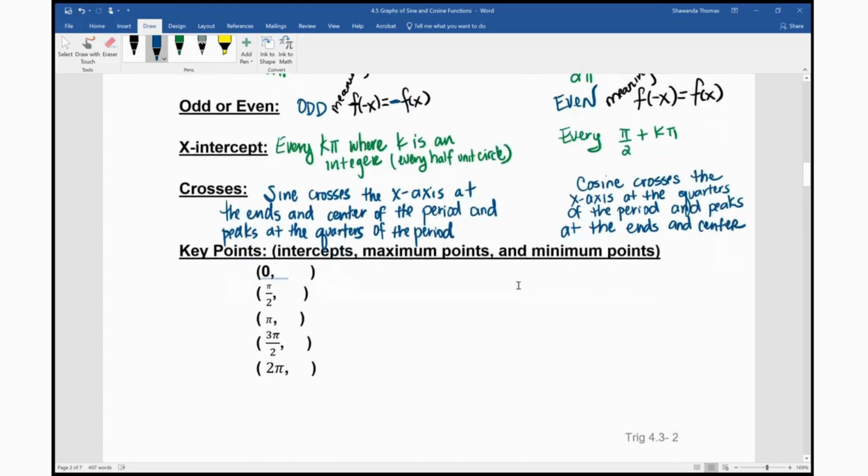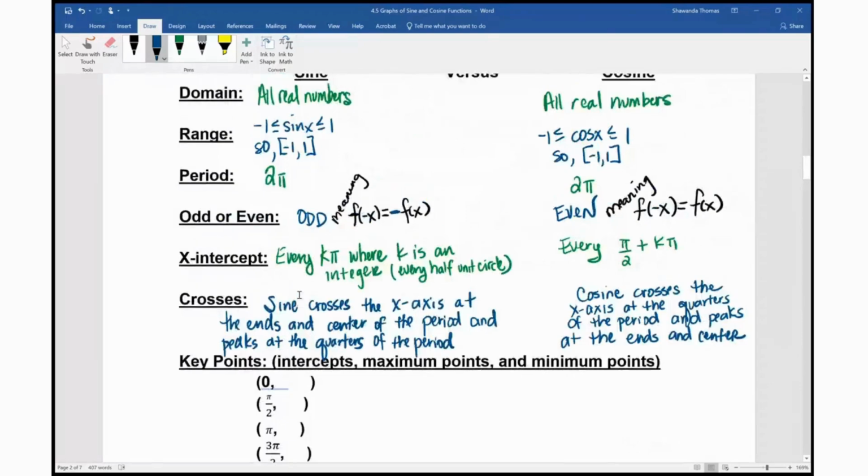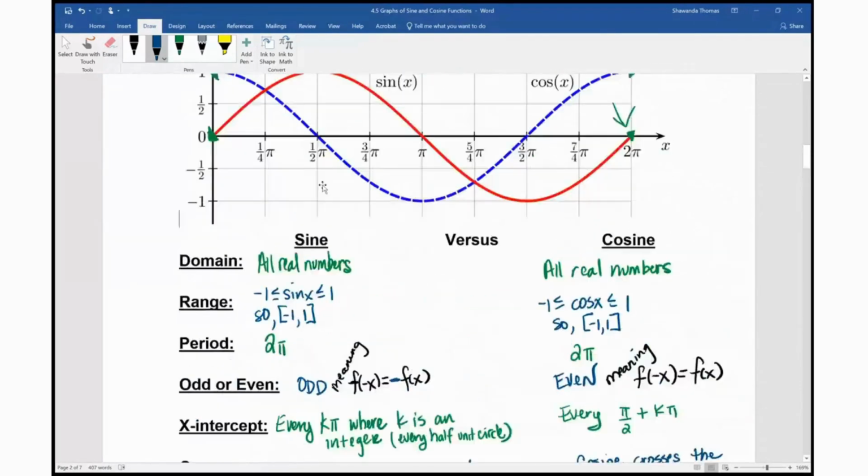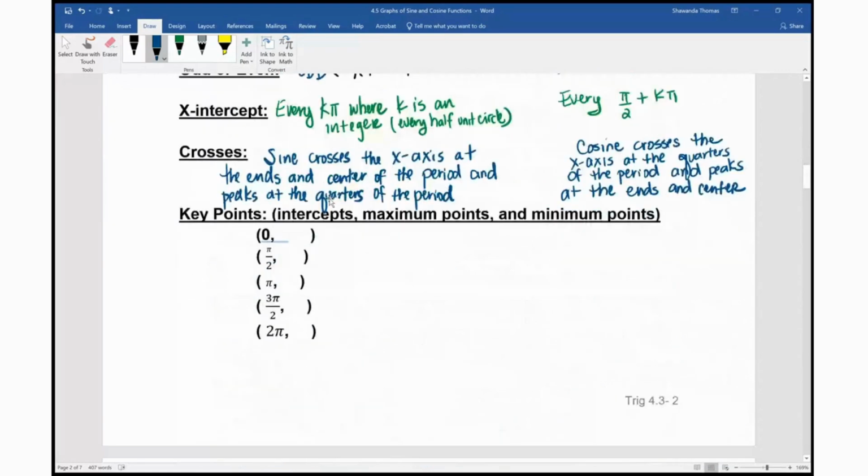All right, as a review for the sine function, let's go over some key points. Where are the intercepts, maximum points, and minimum points? All right, starting with 0 for sine. Give me an intercept. When sine is 0, we get what?